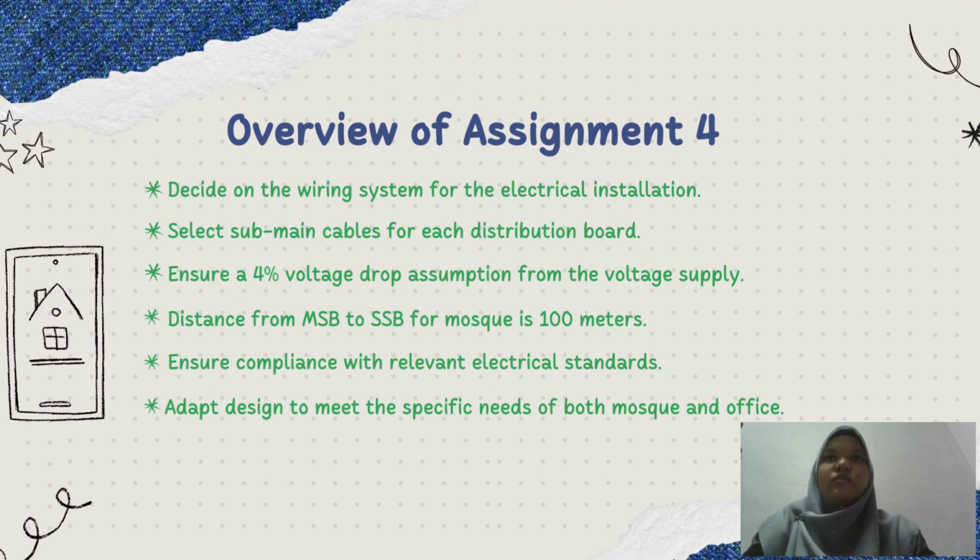Okay, next is the overview of assignment 4. Decide on the wiring system for the electrical installation. Select sub-main cable for each distribution board. Ensure a 4% voltage drop assumption from the voltage supply.